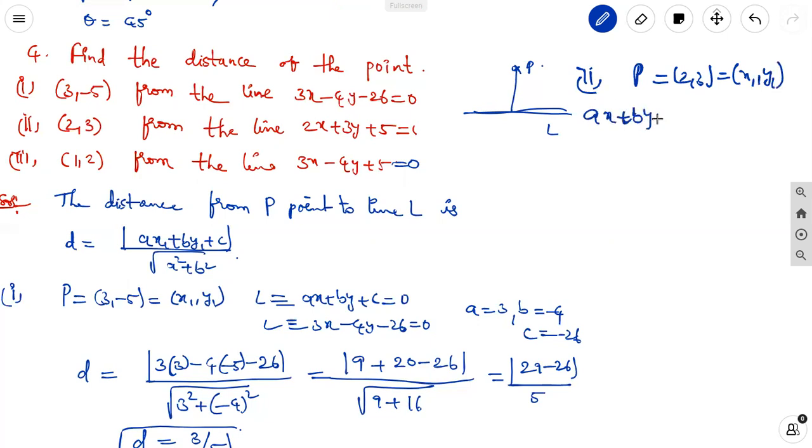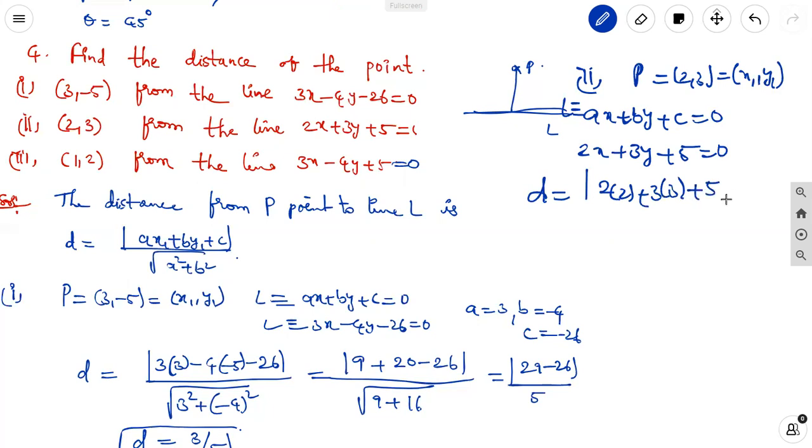Ax plus by plus c is equal to 0. It is the representation of the line equation. Then the line is 2x plus 3y plus 5 equal to 0. So the distance from the point to the line is modulus of 2 into 2 plus 3 into 3 plus 5 by under root of 2 square plus 3 square.